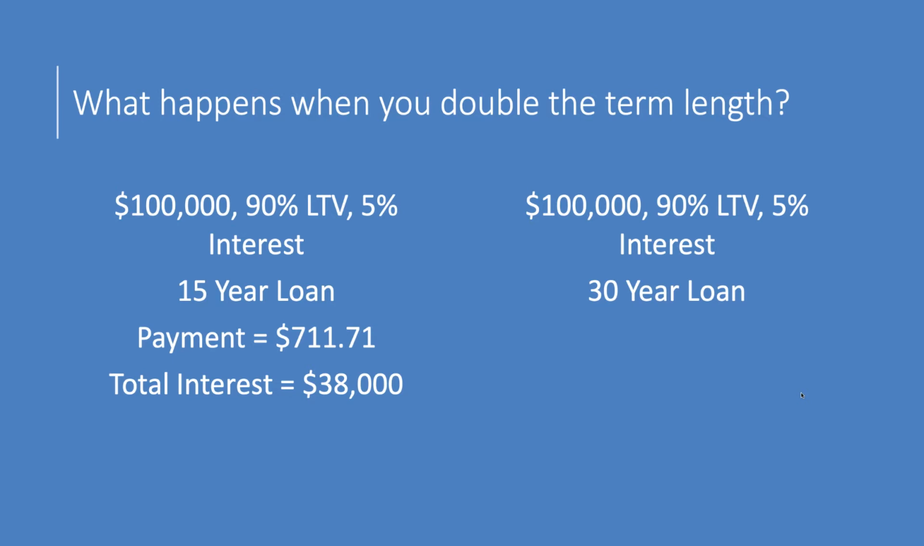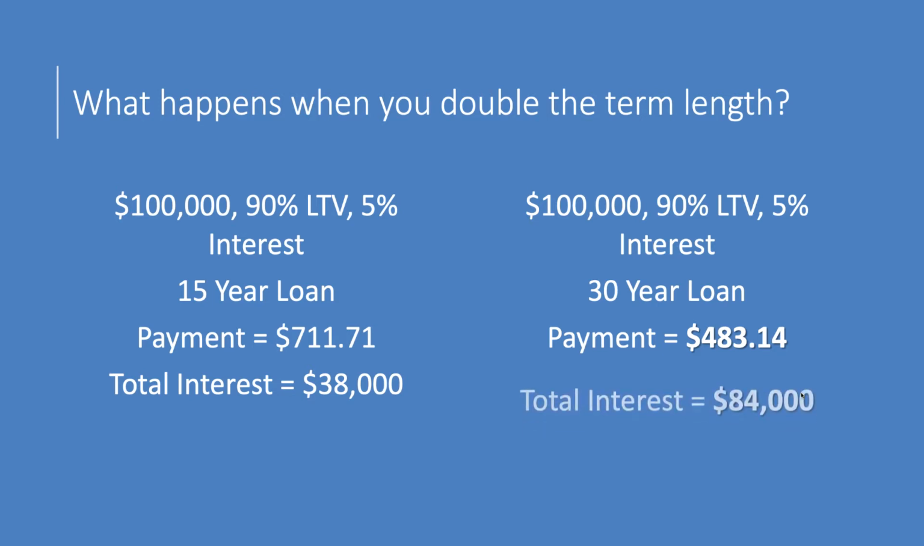So what happens to our payment? Our payment drops from $711 to $483.14. Wow, nice little drop there, a little over $200. What happens to our interest? Our total interest more than doubles. It goes from $38,000 to about $84,000 in interest. What the heck happened? We just extended the life of the loan, but we still took a 5% interest loan. So how did we pay more?